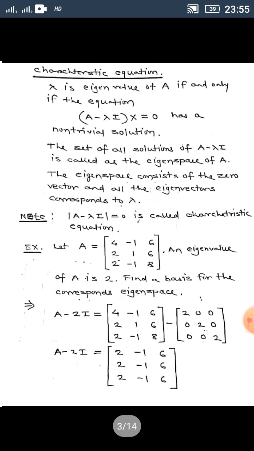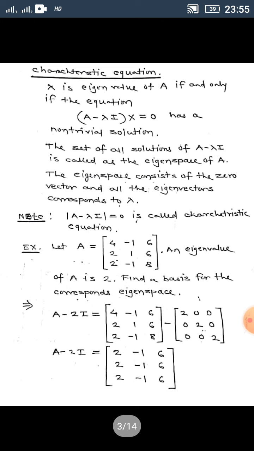Next, characteristic equation. Lambda is an eigenvalue of A if and only if the equation A minus lambda I times x is equal to 0 has a non-trivial solution. The set of all solutions of A minus lambda I is called the Eigen Space of A. The Eigen Space consists of the 0 vector and all the eigenvectors corresponding to lambda.